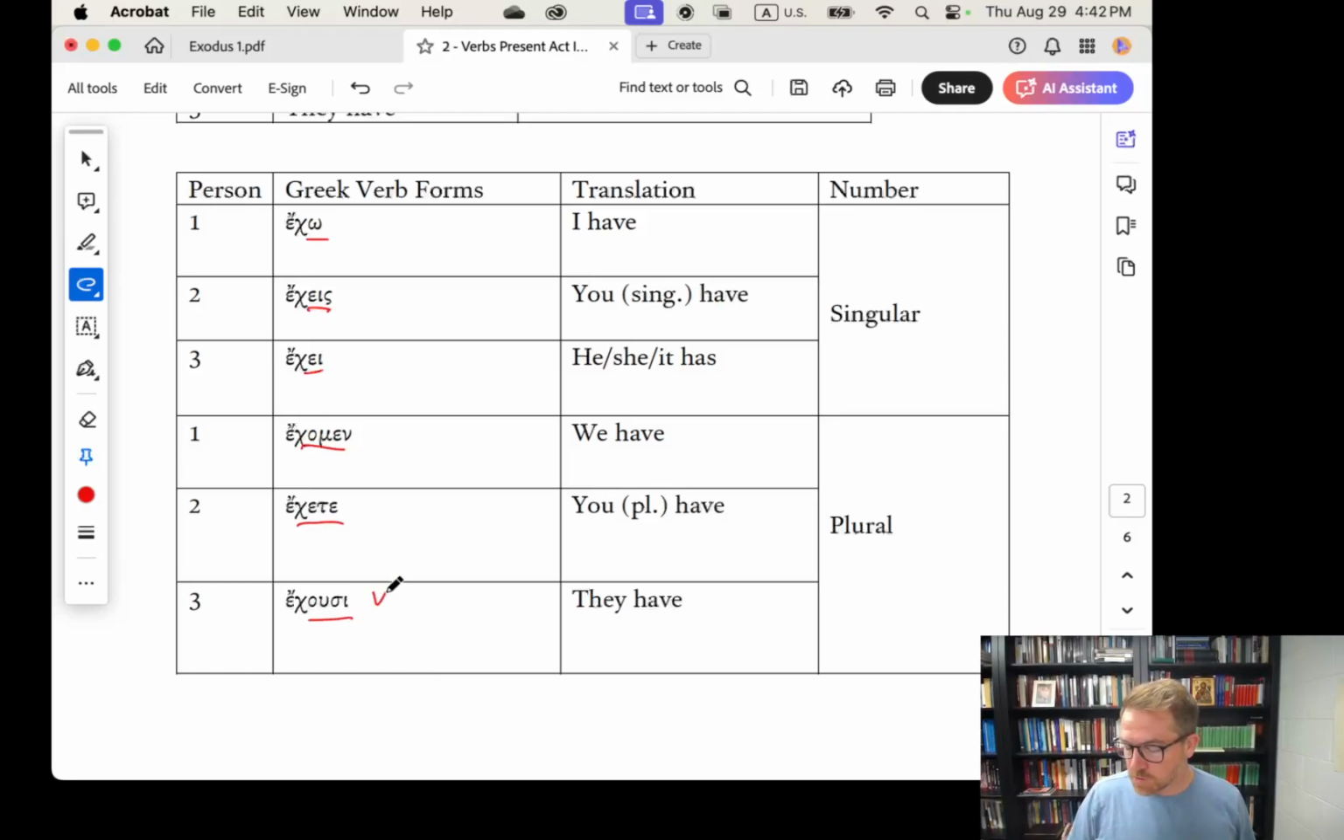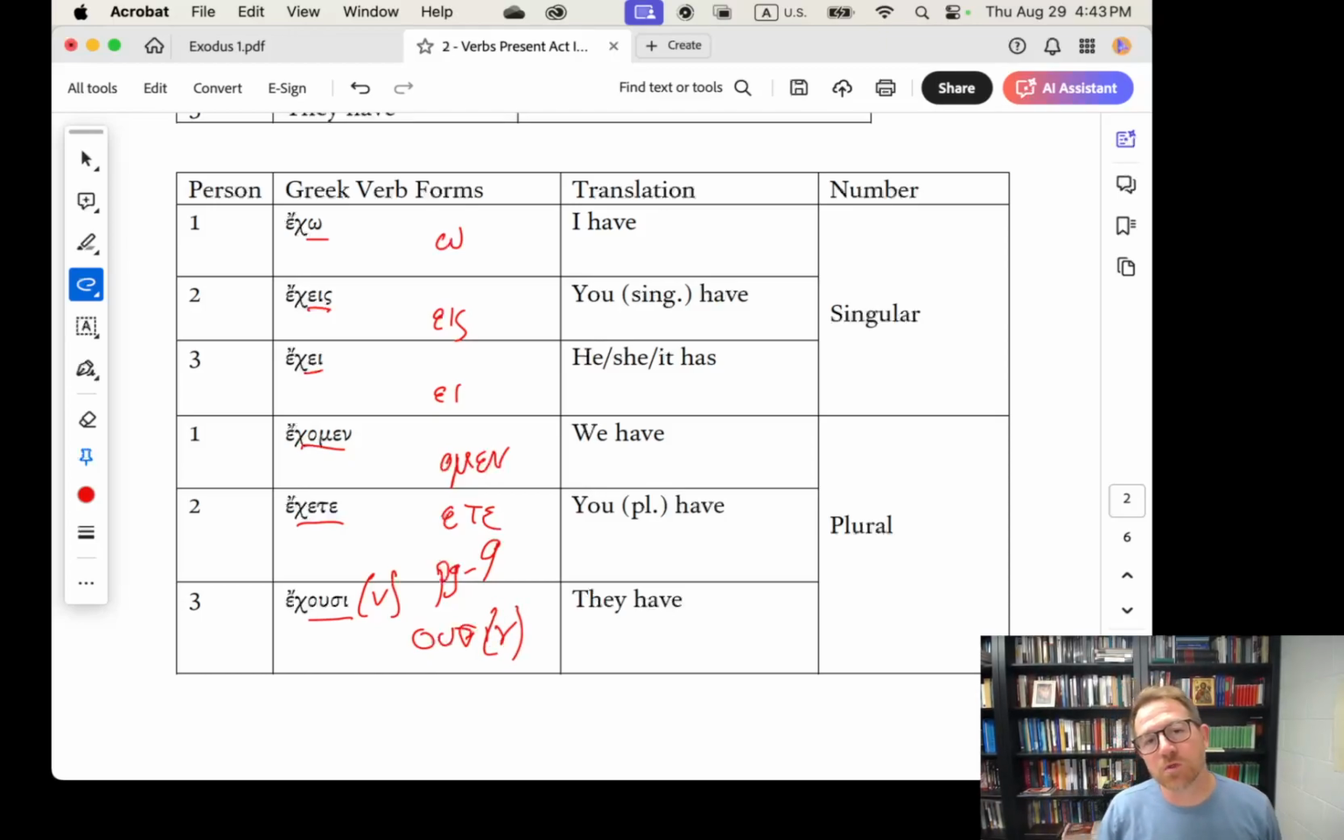Now I should note that sometimes you have a nu that gets added on here called the movable nu. Croy talks about this on page 9. I'm not going to spend a lot of time on it right now for the sake of clarity, but we'll return to that later on. So your endings are o, eis, ei, omen, ete, and ousi. Sometimes it's ousin; sometimes the nu is in there, sometimes it's not. This is the kind of thing that's worth memorizing or having quick reference to be able to work on your translations.